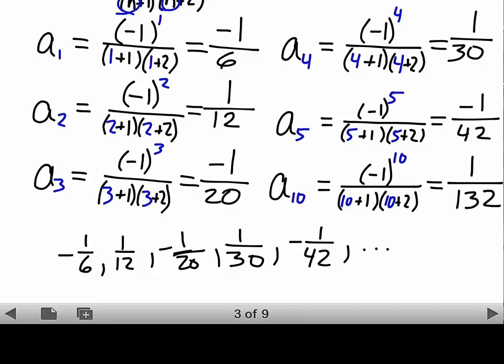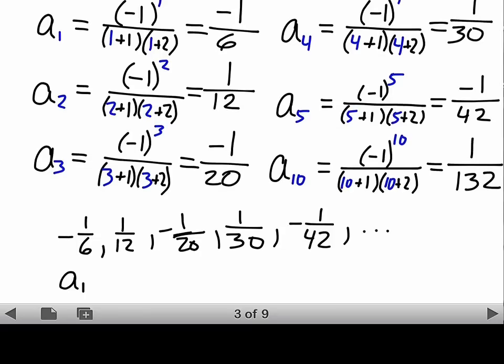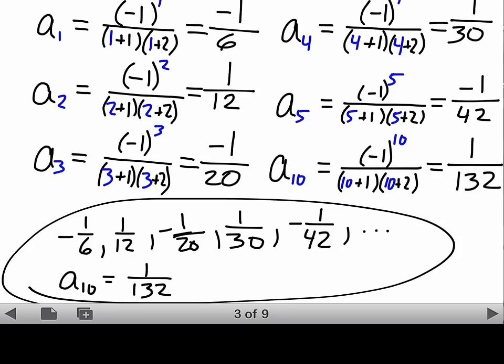And then we can say that, by the way, a sub 10 is equal to 1/132. And this would be a sufficient way to write the answer here. Well, okay, technically speaking, we were asked for the first 5 terms, so I'm going to erase the comma and the dot, dot, dot from the first row there, and this would actually be the answer.